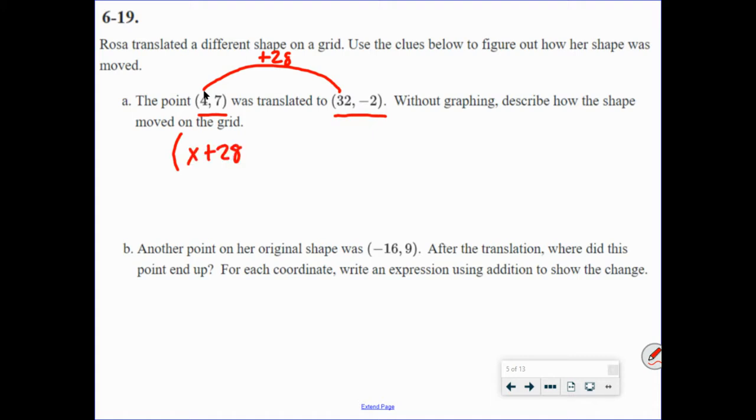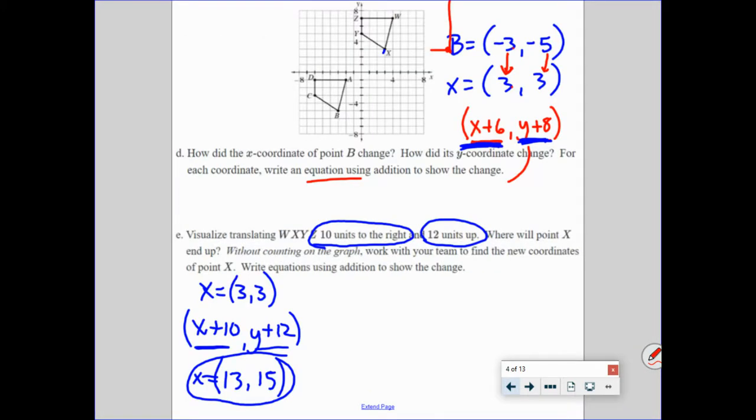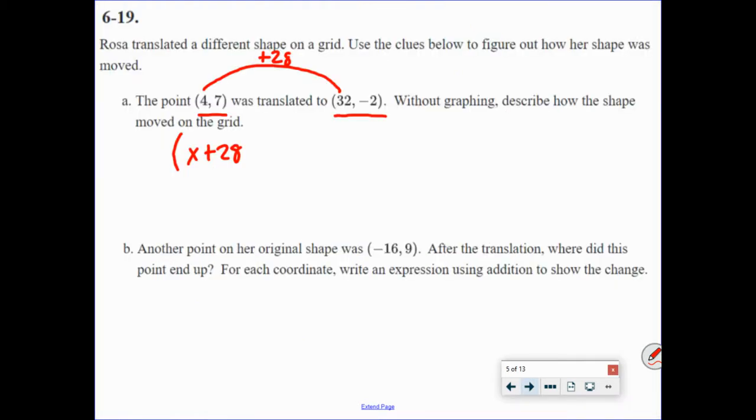Now, all the examples I've been doing here, when I add to x, right here, look, when I add to x, what does it do to the shape? It moves it to the right that many times. So right here, if I added 28, that means I went to the right 28 units.